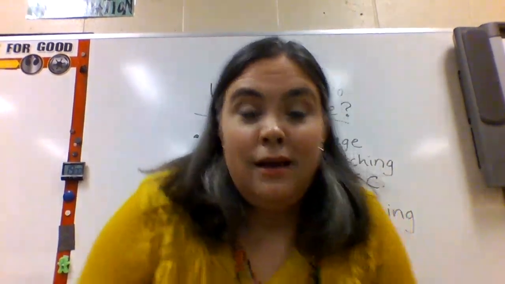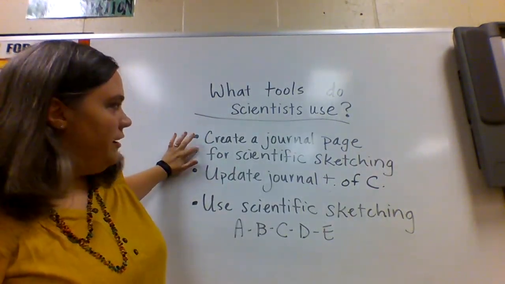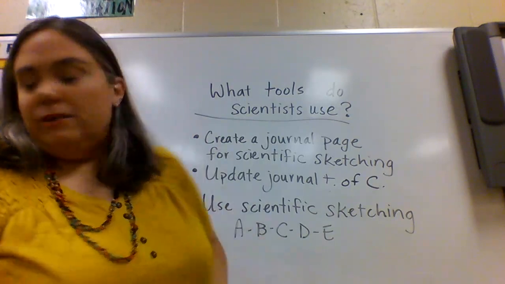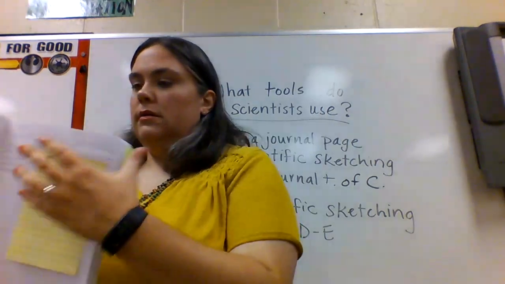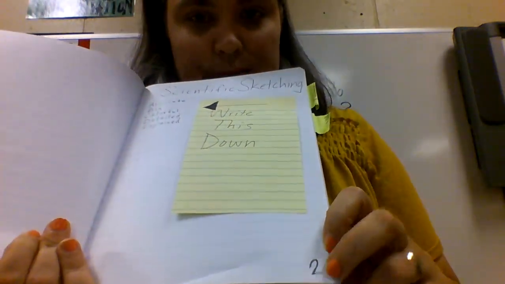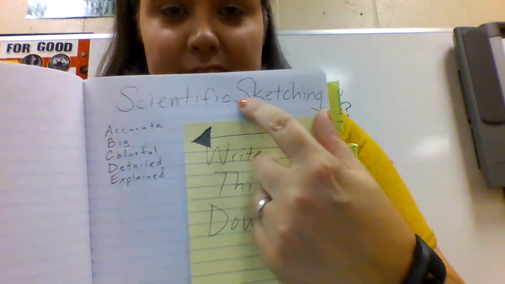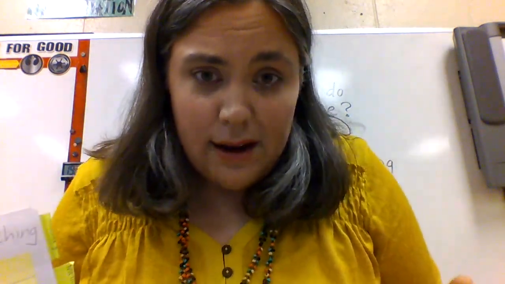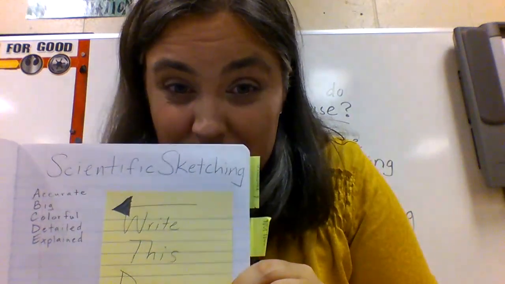Who knew? All right, so let's start out with our first guideline for success. Create a journal page for scientific sketching. So what I want you to do today is on page 2. Do you see where it says page 2 in your journal? I want you to write the words scientific sketching at the top. Now, Miss Hudson goes pretty quick, but I have a lot to do in a short amount of time. You can always pause the video and come back. Yeah, because I want it spelled correctly.